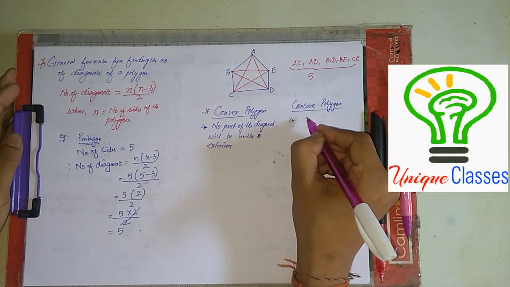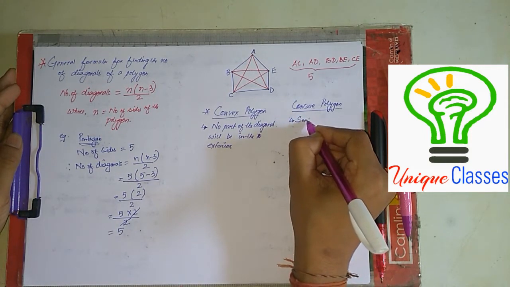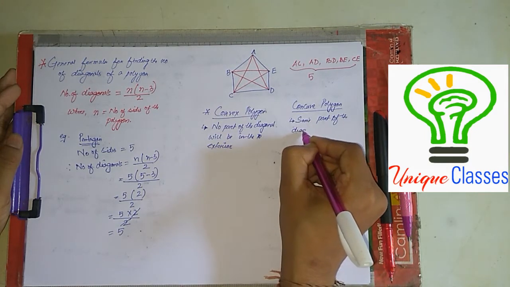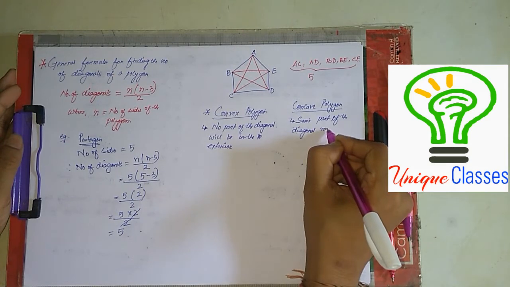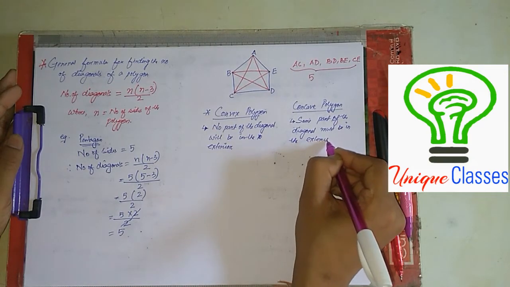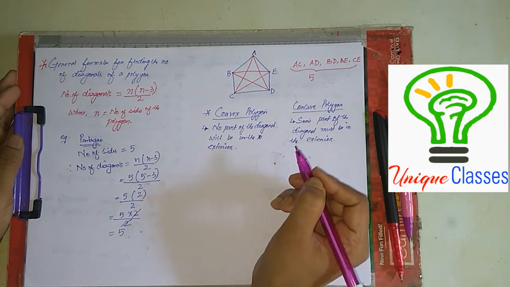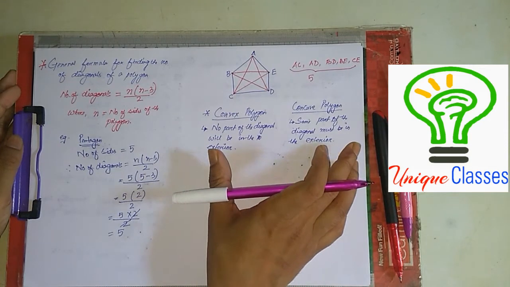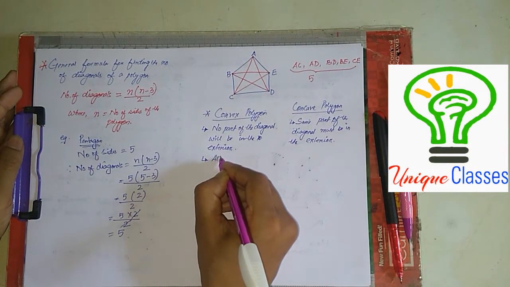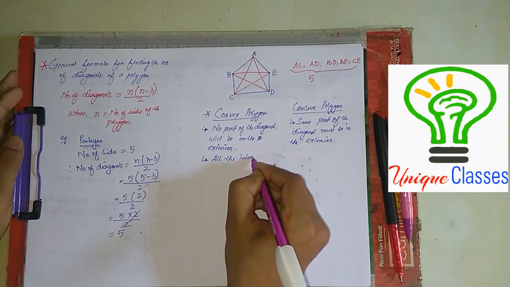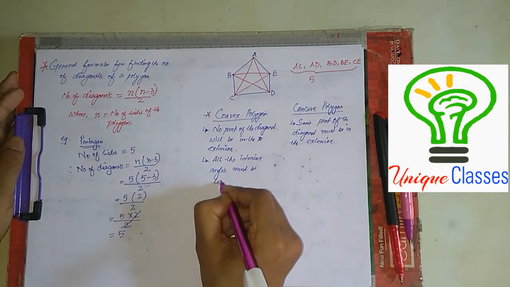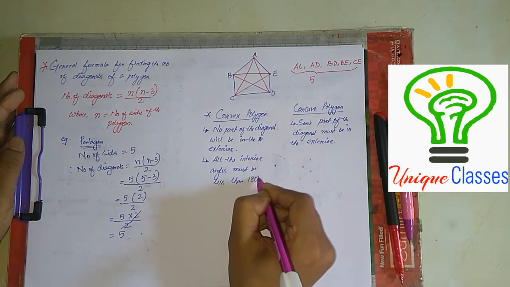In case of a concave polygon, some part of the diagonal must be in the exterior. Some part of the diagonal must be in the exterior. I'll explain to you with a diagram, so need not bother. Second point, all the interior angles must be less than 180 degrees.